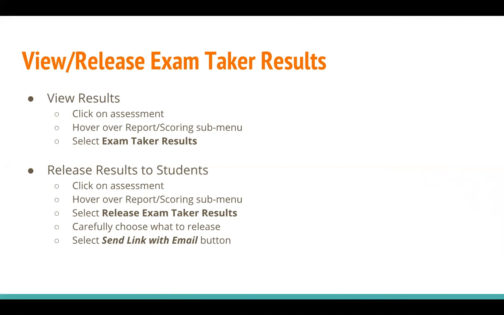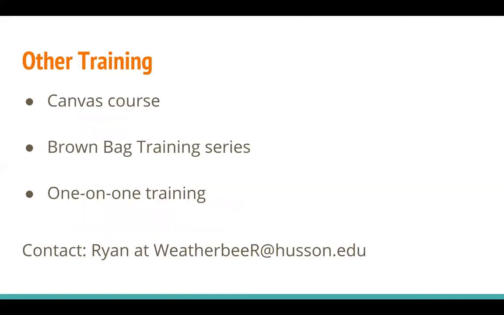If you want to release the scores through ExamSoft itself, you go back to that Report Scoring tab, click on Release Exam Taker Results, and then you have a lot of options for what you release to the students, so carefully select what you actually want to release to them, and then click the Send Link with Email button, and they'll get an email in the system that there are results waiting for them in the portal, and a direct link to those results.